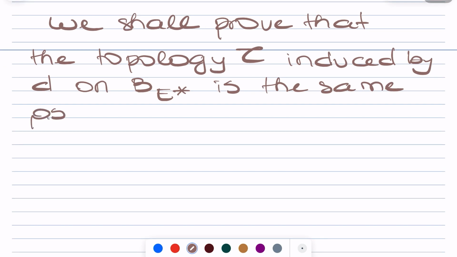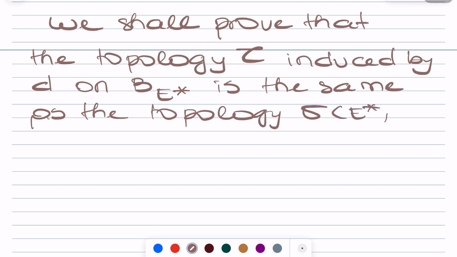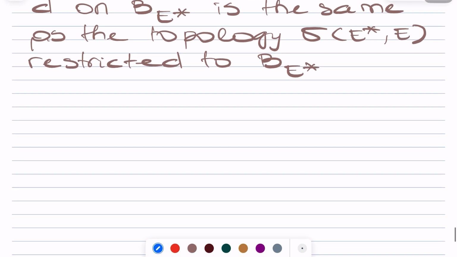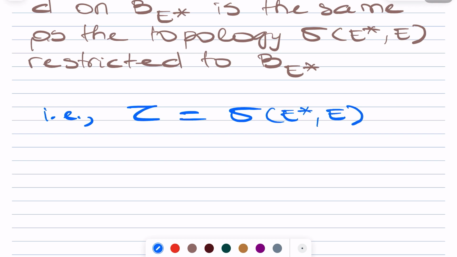the closed unit ball, the same as the topology sigma E star E restricted to the closed unit ball. So to speak, you have to prove that tau equals sigma E star E, but restricted to the closed unit ball in E star. Okay, so you have to prove that the two topologies coincide.